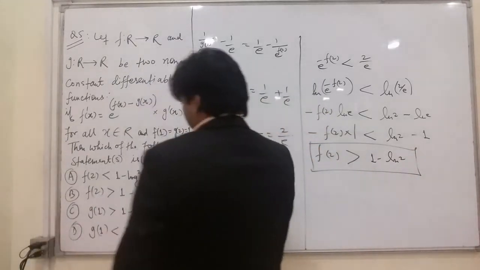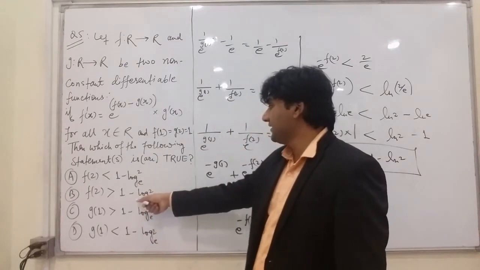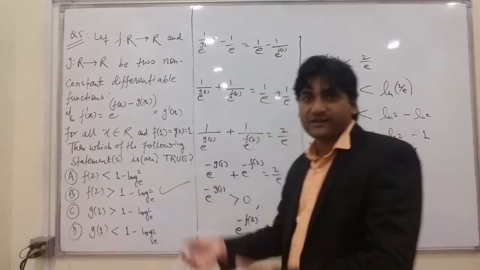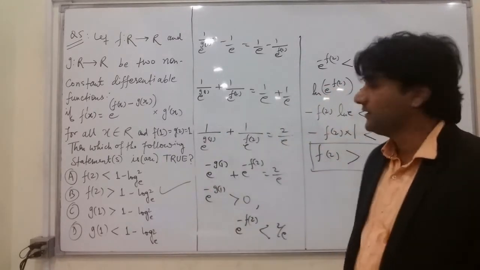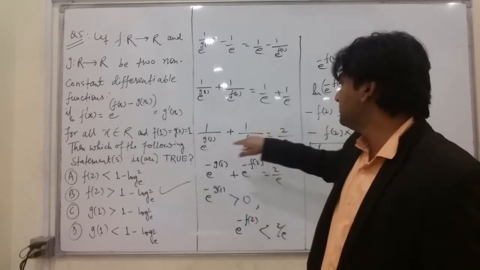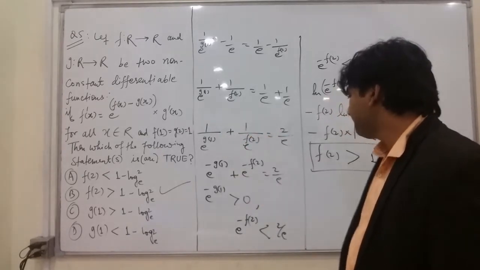Now we have to check. f of 2 is greater than 1 minus ln 2, log 2 base e. So option B is right. So we have to select this because we have to choose the right one. Similarly, we need to find g of 1 also. Okay.